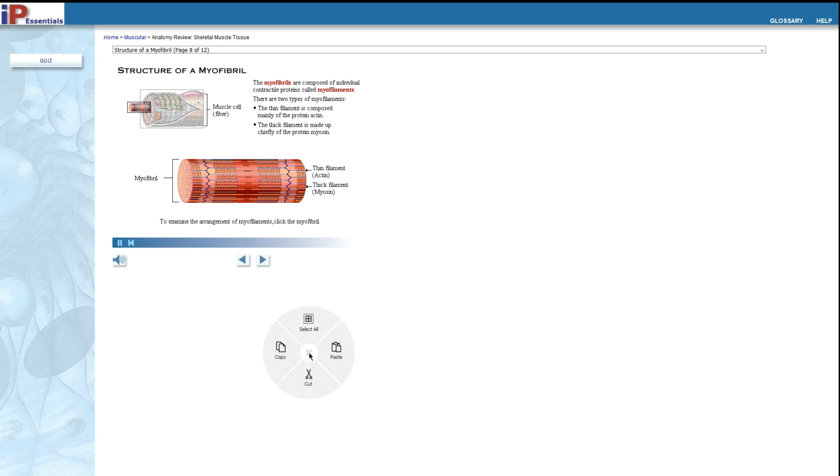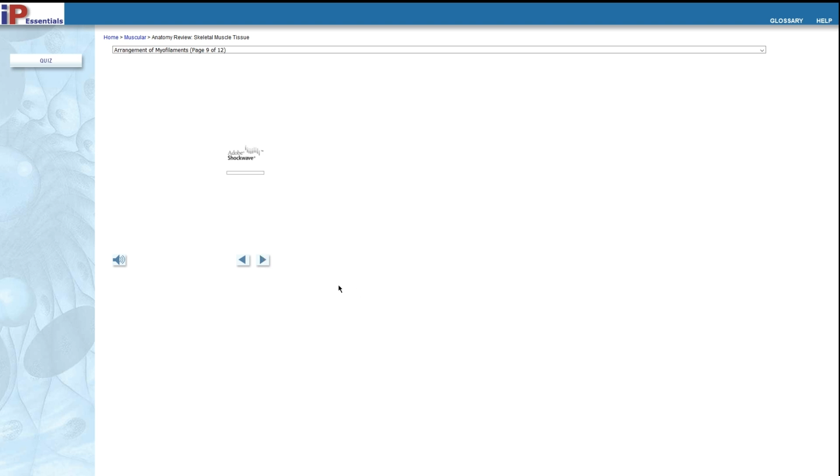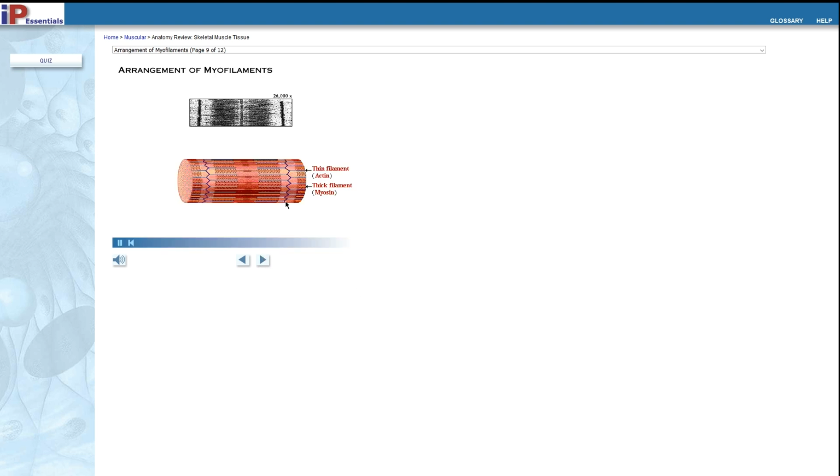To examine the arrangement of myofilaments, click the myofibril. The arrangement of thick and thin myofilaments forms light and dark alternating bands along the myofibril. This creates the cell's striated appearance as shown here in this photomicrograph and diagram. Features of the light and dark bands are identified by letters.